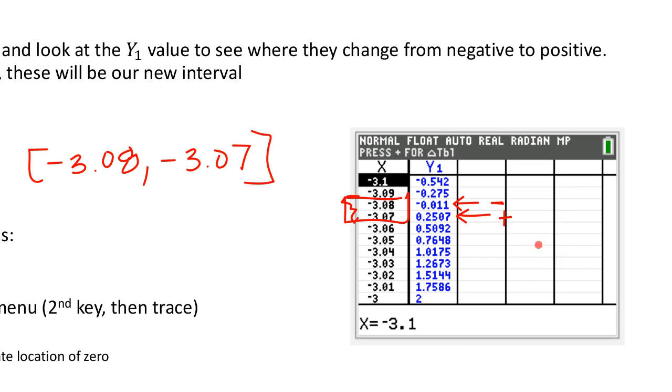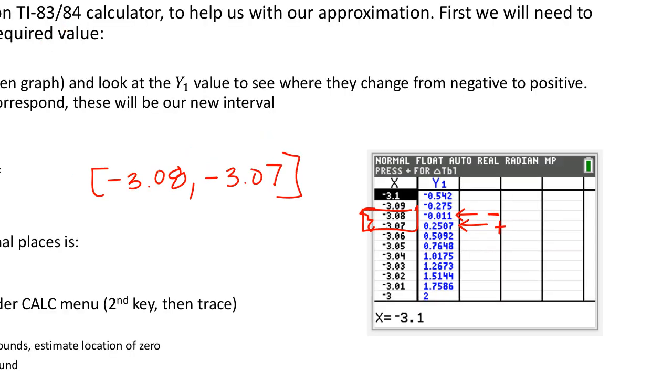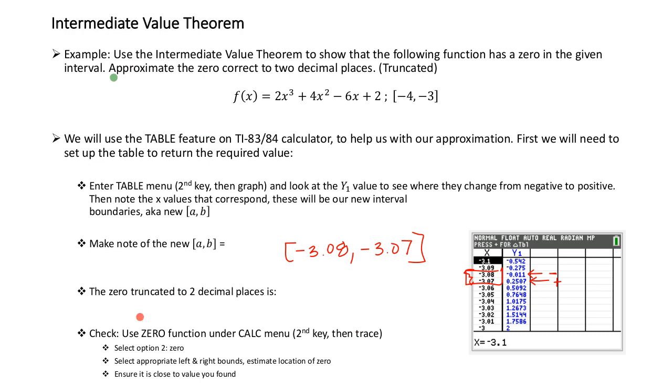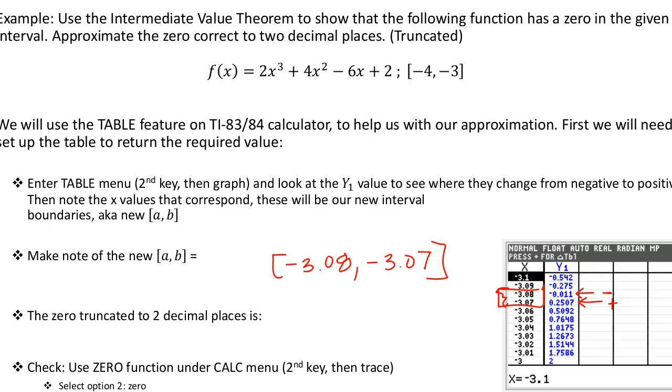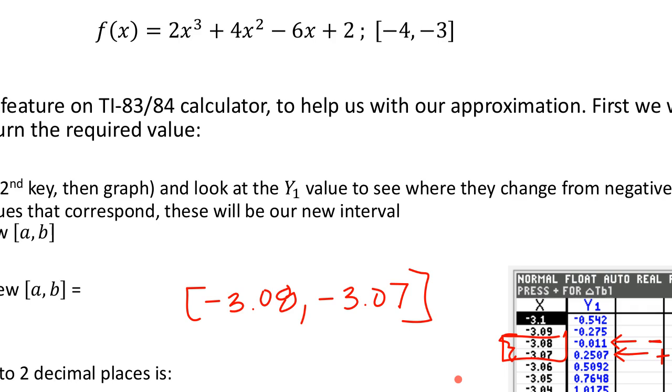So we are nearly done with this problem. Remember at the beginning I mentioned that truncated word? If we were talking about rounding, you could round at this point to like 3.1. We're not rounding, we're truncating. But let's talk about if our zero lies between negative 3.08 and negative 3.07. What are the numbers that are between those two values? I'll make a little number line here.